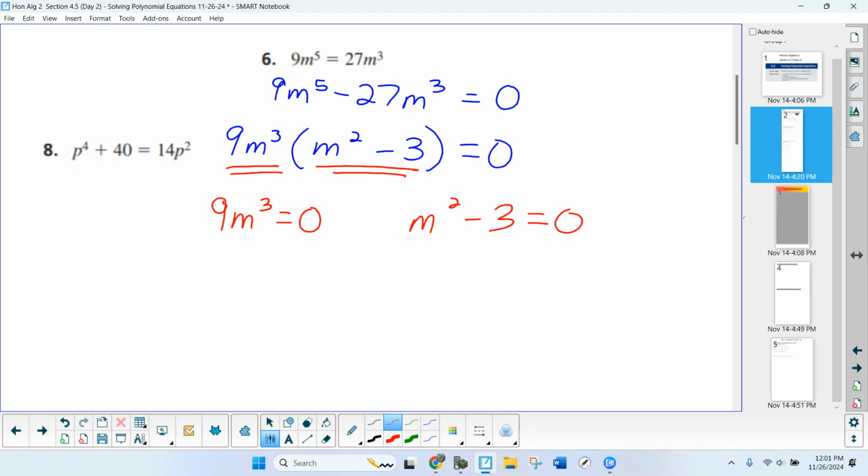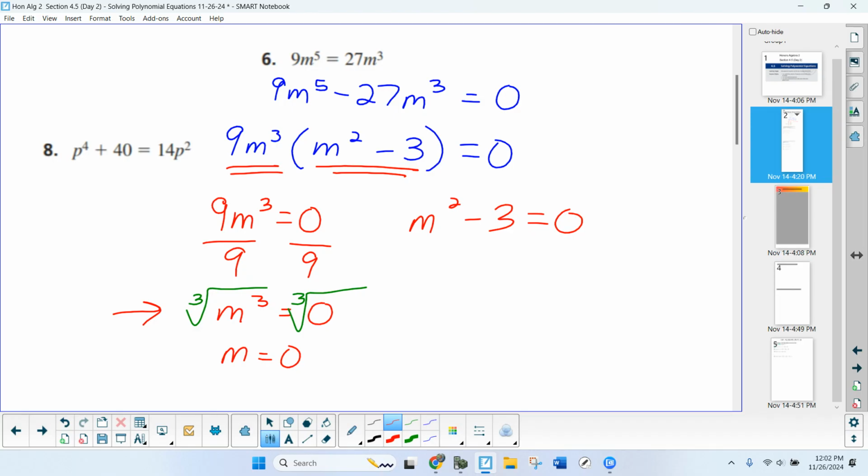All right, what would we do to solve this one? Divide it by 9. And when you do, you get m to the 3rd equals 0. Now, what number multiplies by itself 3 times to give you 0? 0. Or you could undo it by taking the cube root. And what's the cube root of 0? 0. Or, again, once you get here, just think about what number multiplies by itself 3 times to give you 0. The only thing that multiplies 3 times to give you 0 is 0.